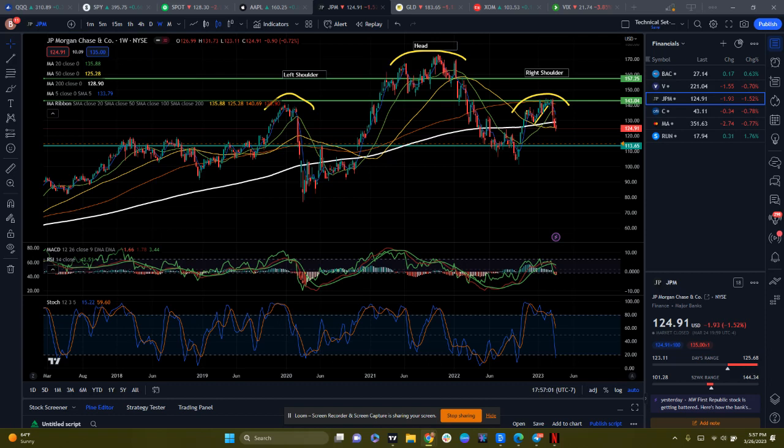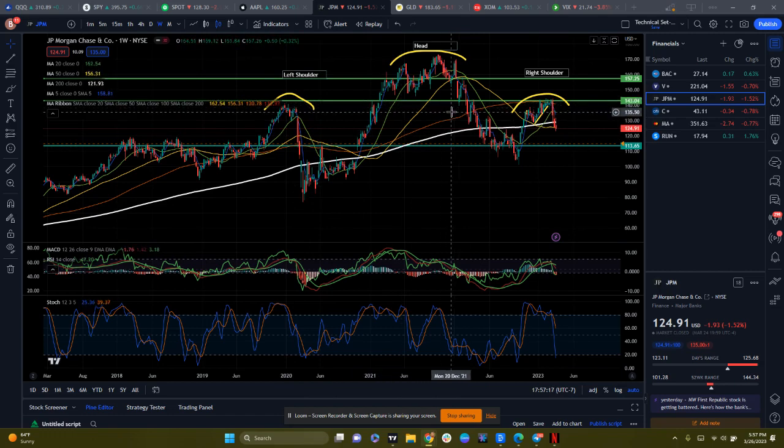The head and shoulders pattern usually is considered to be one of the most reliable trend reversal patterns out there. But again, the key is that you wait for it to confirm, and we're going to talk about that in a minute. All right, let's take a look at the chart here, and let's look at how this is a head and shoulders pattern.